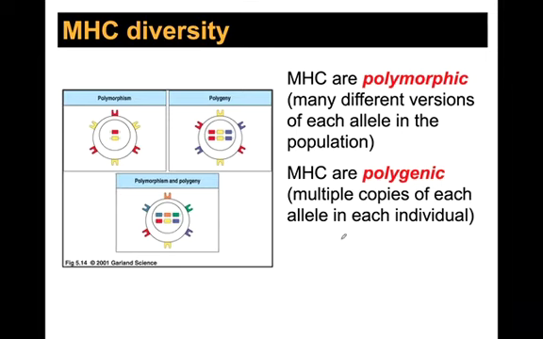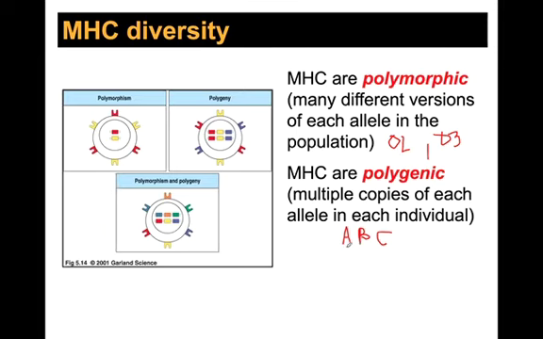Another way to say that is polygeny means you have HLA-A, B, and C. Polymorphism is it's A02, A03. Sorry, my handwriting's not very good with the pointer here. But it means that for HLA-A, there are many different versions of HLA-A.